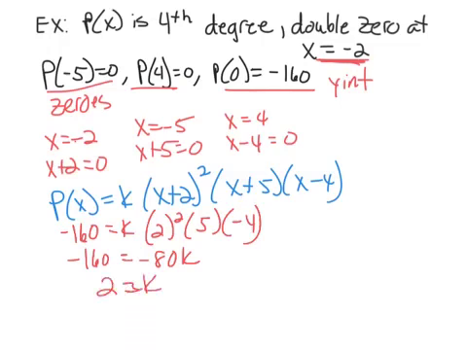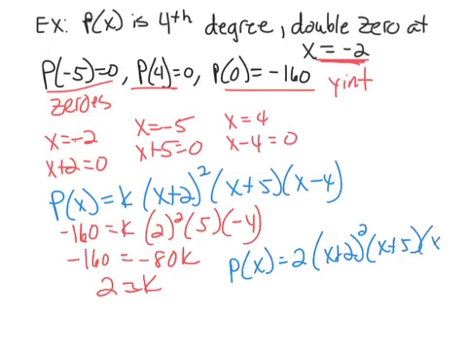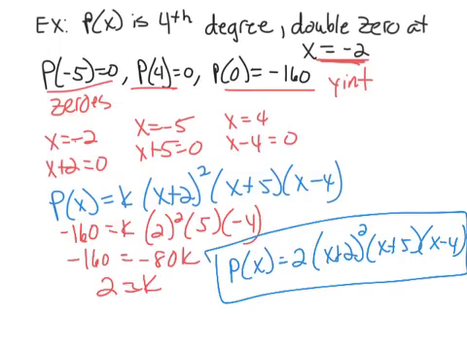So putting all this together, my final function, p of x, is equal to 2 times x plus 2 squared times x plus 5 times x minus 4. So that's another way to find a function from information that you're given. And we're going to practice both of these things when we get back together in class.